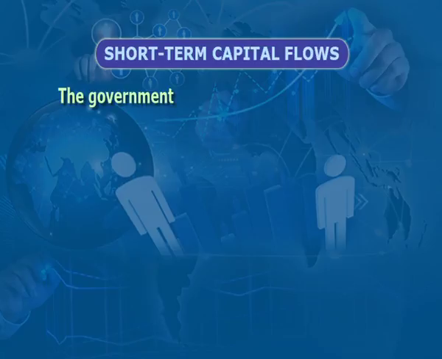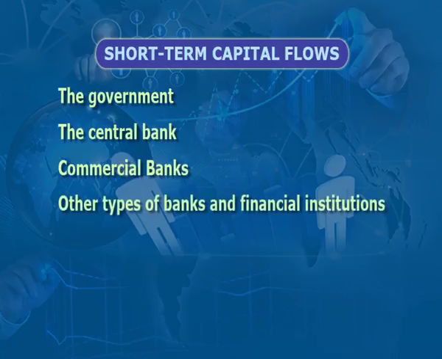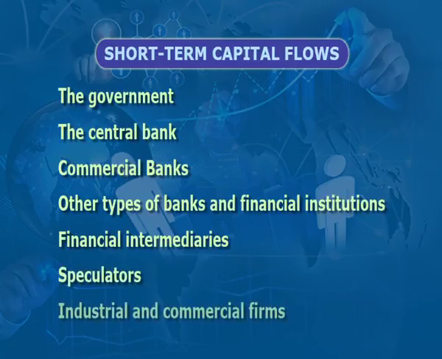These movements take place through changes in claims of residents of one country on the residents of other country, or through changes in the liabilities of the residents of a country to foreign residents. The residents of a country refer to the government, the central bank, commercial banks, other types of banks and financial institutions, financial intermediaries, speculators, industrial and commercial firms, etc. Short-term capital flows take place through currency, demand deposits, bills of exchange, commercial papers, etc. They are undertaken by the central bank and commercial banks of countries.